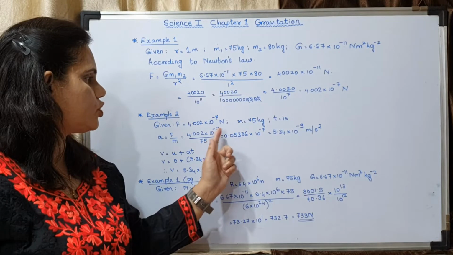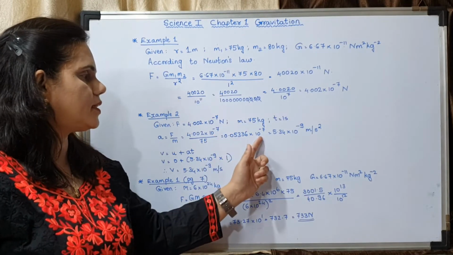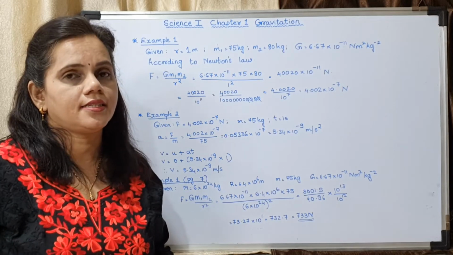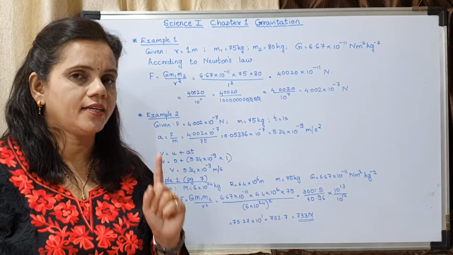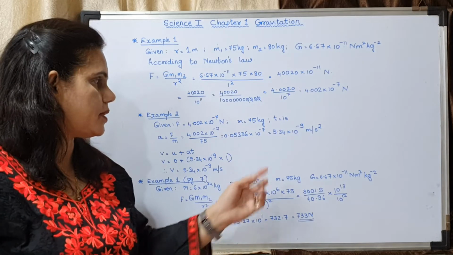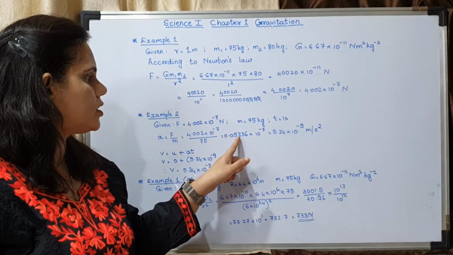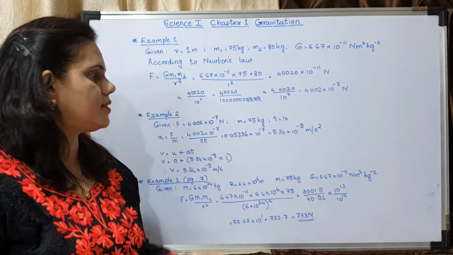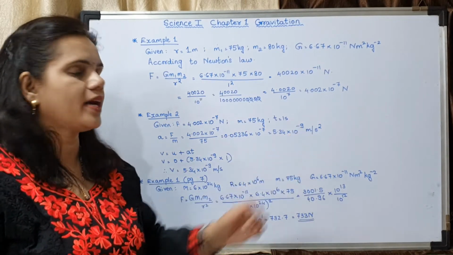0.05336 into 10 raised to minus 7. I have kept that 10 raised to minus 7 as it is. Now in physics, again there is a practice of writing one digit and keeping the others in decimals. So you have to bring the point here, after 5. So it will become 5.34 into 10 raised to minus 9.